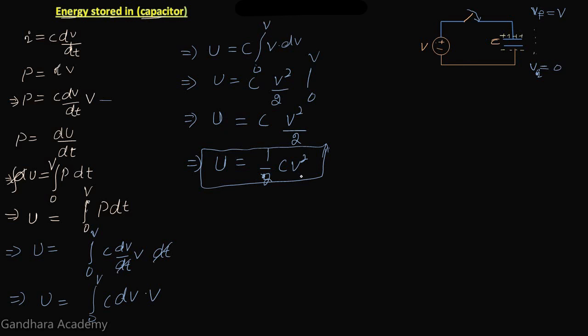From this equation, we conclude that the energy stored by a capacitor is dependent only on the magnitude of the voltage across the terminals of this capacitor, not on the manner of reaching that magnitude.